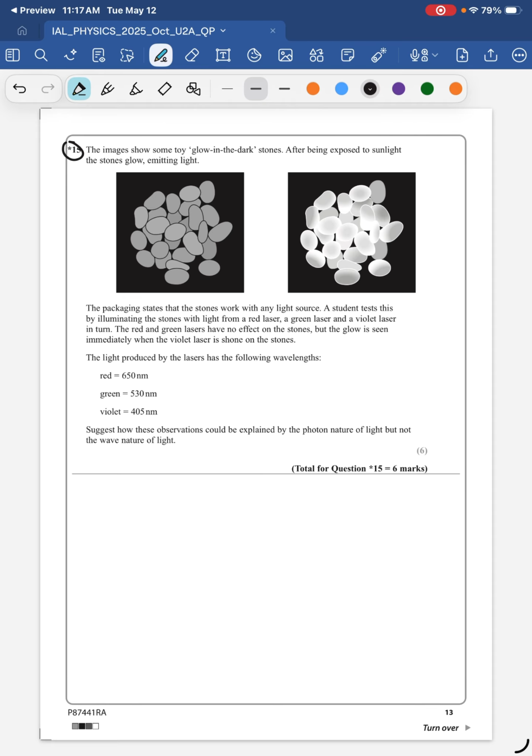My least favorites, I have to admit. Okay, I like doing calculations more than explaining things like that.